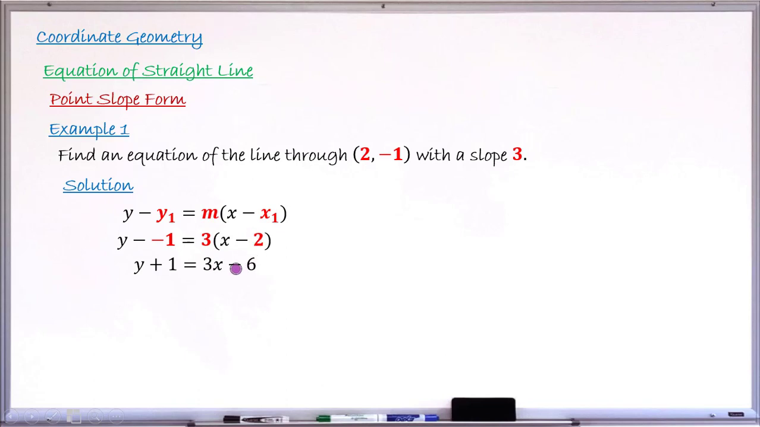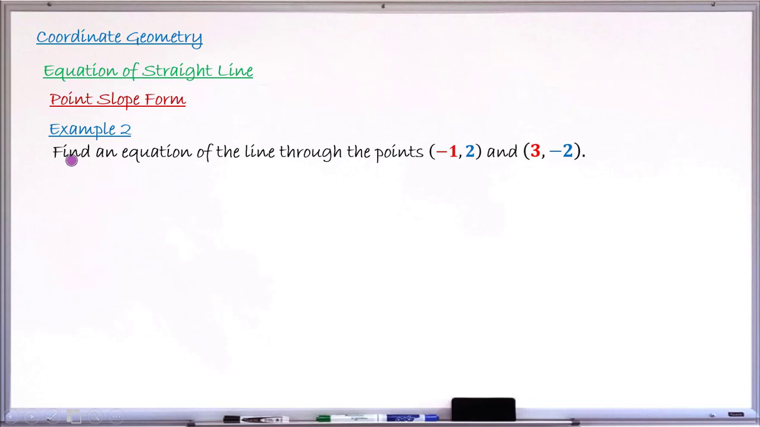So you now collect the like terms. This positive 1 on the left, let's shift it to the right. So you now have y equals 3x minus 7. Minus 6, after taking this positive 1, becomes minus, so you have minus 6 minus 1, which will now give you this minus 7. So this is the equation of this line. Let's just move and take one more example.